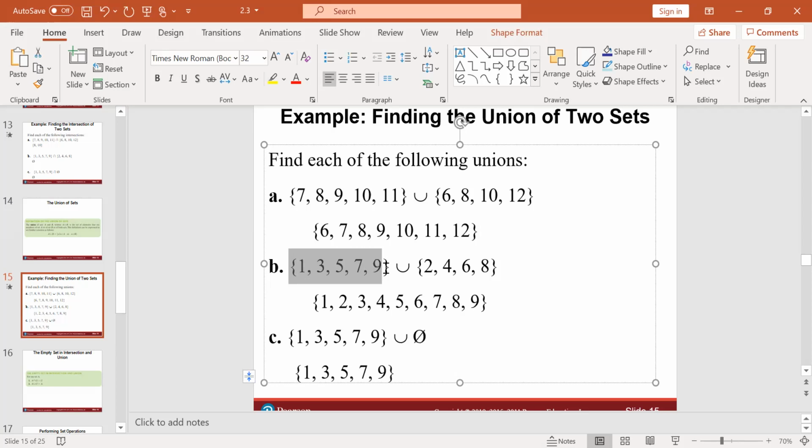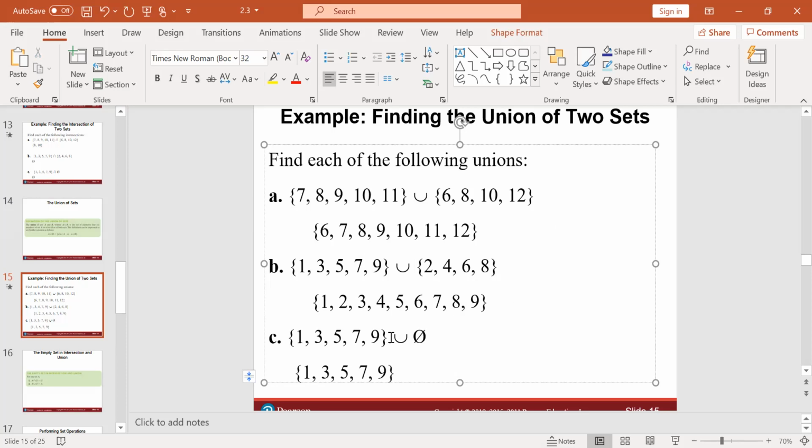This set here, 1, 3, 5, 7, 9, unioned with the set 2, 4, 6, 8. Remember, they had nothing in common, so their intersection was the empty set. But their union, we just slap them all together in one big happy set, and we call it a day. So the union and the intersection are just totally different.